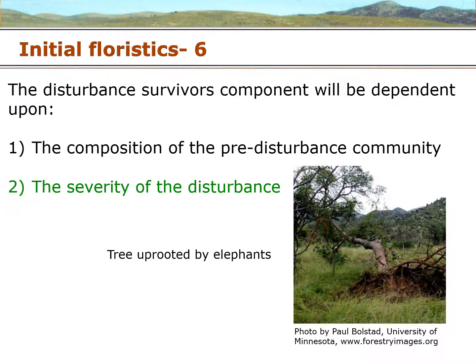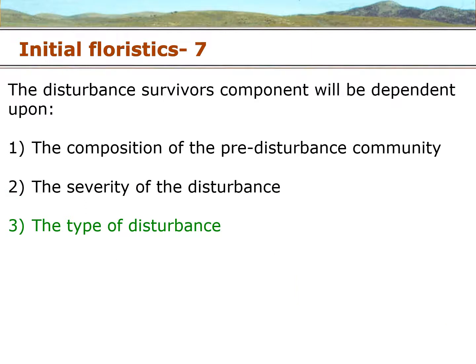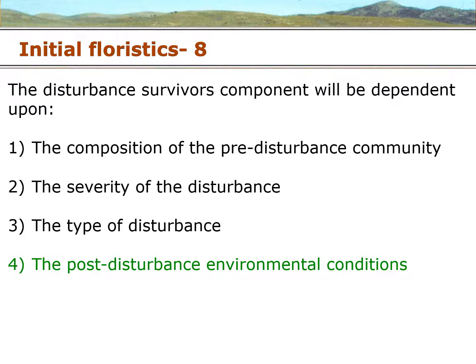It also depends on what kind of disturbance, because some species are more sensitive to certain types of disturbance compared to others. And number three then is the type of disturbance, since some species are more susceptible to one disturbance type compared to another. And a fourth factor is the post-disturbance environmental conditions. Stressful post-disturbance environmental conditions may contribute to greater mortality of survivors, as well as establishment of seedlings.